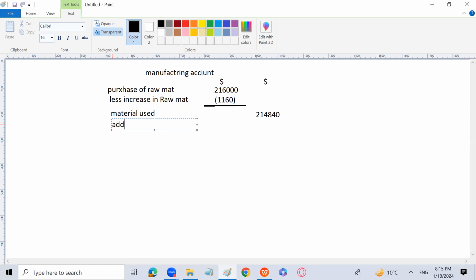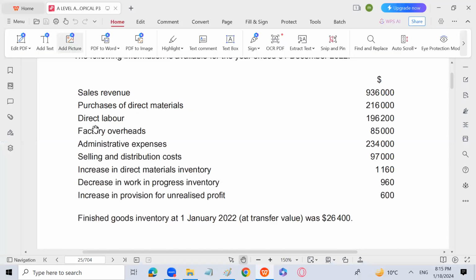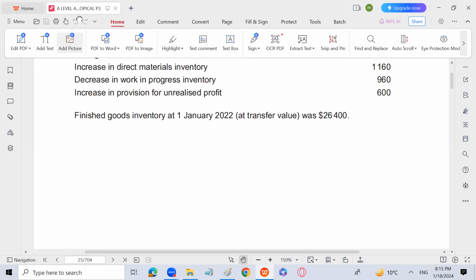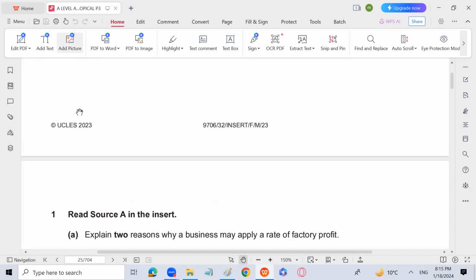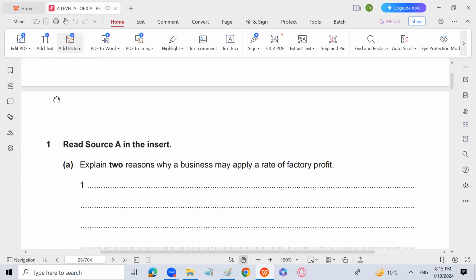I will carry it forward so that I don't face any problem. Add direct wages to this. Let's see. Direct labor cost is already given. You may write direct labor or direct wages, one and the same thing. That is 196,200. Let's see the adjustment. Maybe there is some additional information given regarding direct wages or something else.